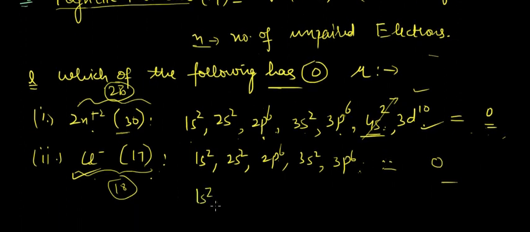And if you look at the electronic configuration of chlorine, it would be 3s2 and 3p5. The last electron would be entering the p subshell, hence it would be converting itself into 3p6.